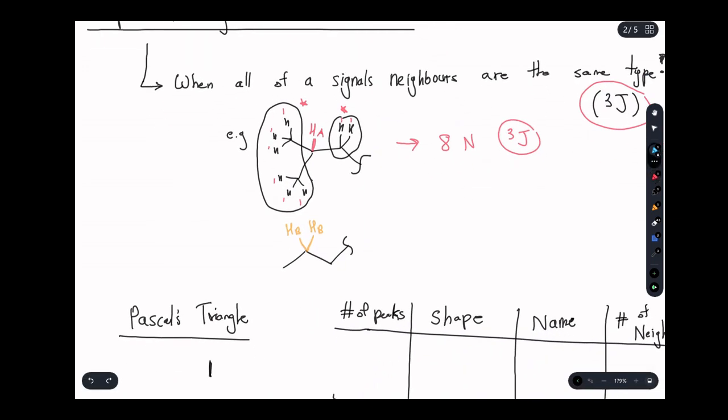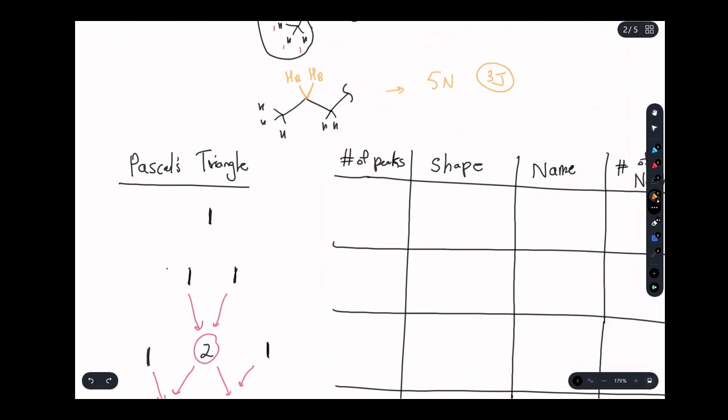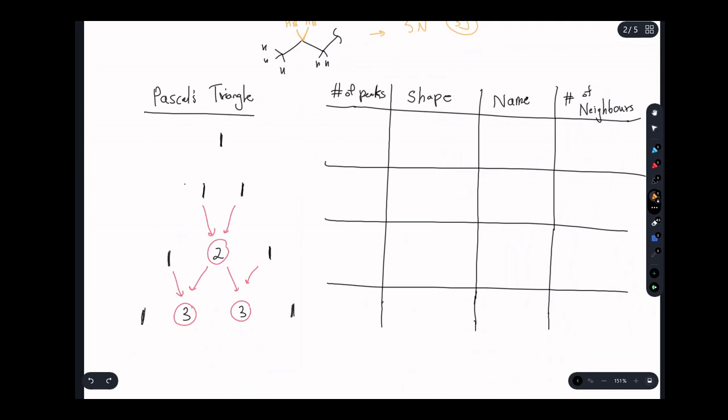Same here with HB. We can see that there are 3 hydrogens on this methyl group to the left, 2 to the right, meaning that HB has 5 neighbors. Right? They're all, once again, 3 bonds away, so 5 neighbors of the same type. Remember that since HB is the same as HB, these are not going to be neighbors to each other. We wouldn't include that as a type of 2J neighbor. Excellent. So now that we've kind of looked at this idea of the neighbors being the same distance or the same type, let's take a look at Pascal's triangle.